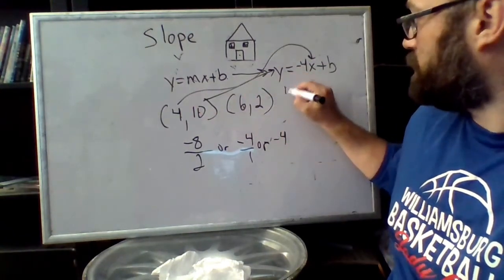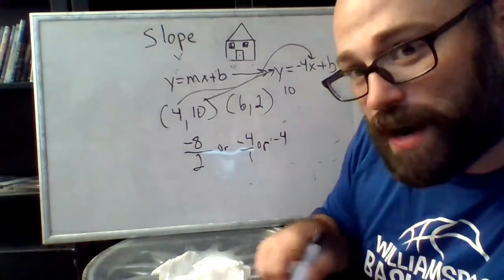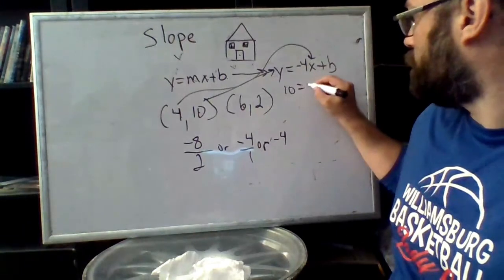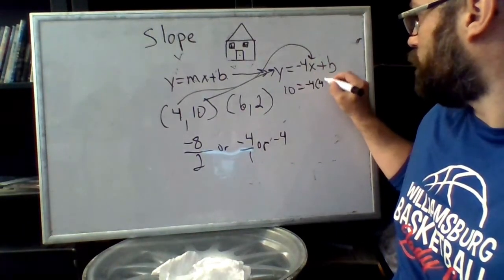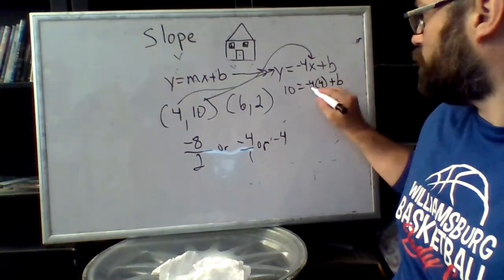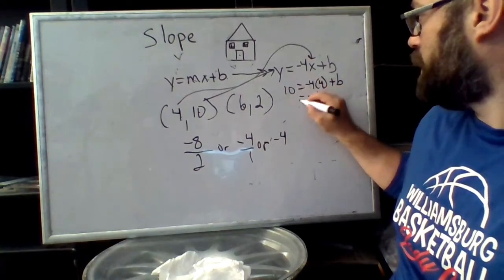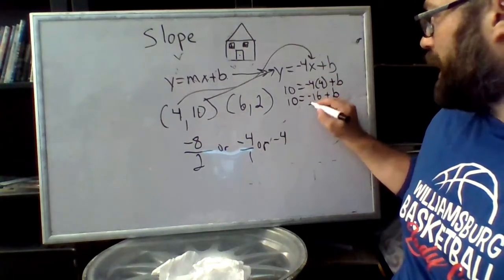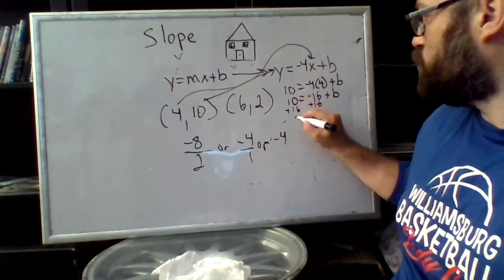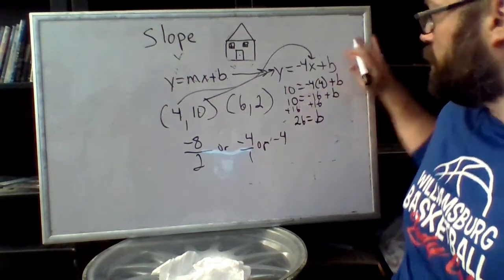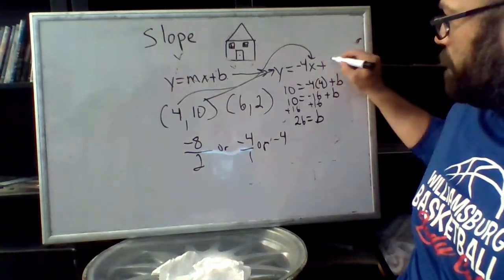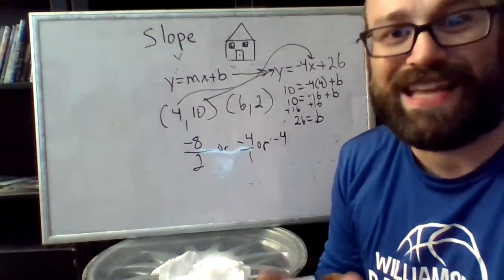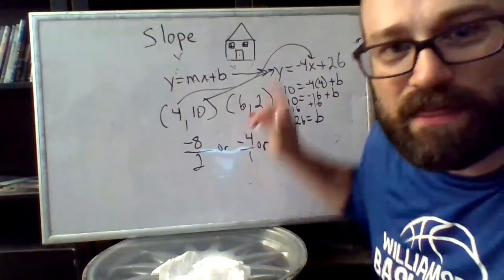So now this becomes 10, and this is where evaluating expressions in our second unit comes in. So -4 times 4 plus b. Well, -4 times 4 is -16, so 10 equals -16 plus b. Solve by adding 16. 26 is our y-intercept. So now we can put 26 there. So y equals -4x plus 26, and there is our equation.